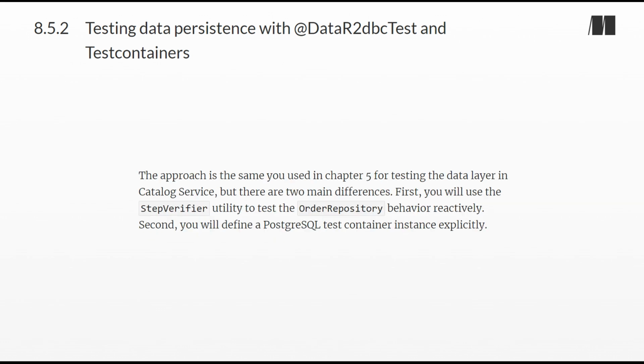The approach is the same you used in Chapter 5 for testing the data layer in Catalog Service, but there are two main differences. First, you will use the StepVerifier utility to test the OrderRepository behavior reactively. Second, you will define a PostgreSQL Testcontainers instance explicitly.